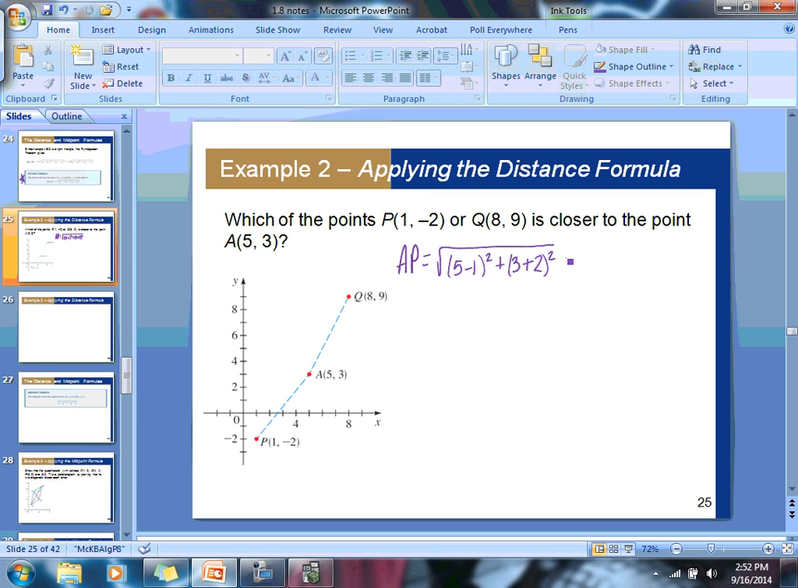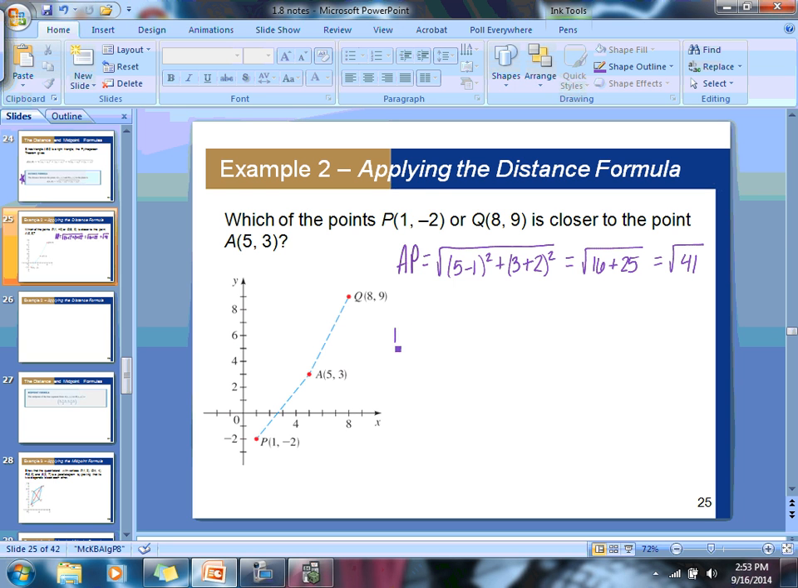And now we're basically going to use order of operations to simplify those. 5 minus 1 is 4, and 4 squared is 16. And then 3 plus 2 is 5, and 5 squared is 25. So then I get the square root of 41. And I'm just going to leave my answer like that for now. I don't have to worry about breaking down the radical or making it decimal. I'm just going to leave it the square root of 41.